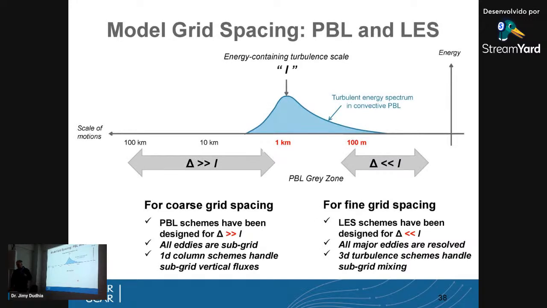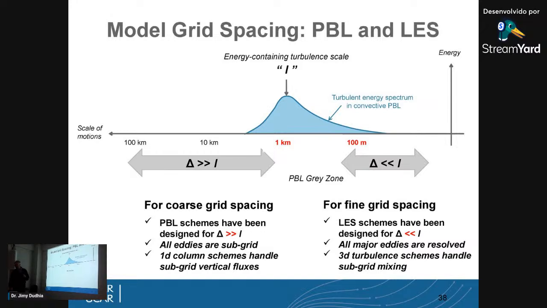So now we get to PBL schemes in the gray zone. This is a similar diagram to before, but now the scales are different. Here we're dealing with thermals. The turbulence containing scales are of the order of 1 kilometer or less. These are the large thermals arising from the surface due to the heat flux. And you're either resolving these or not.